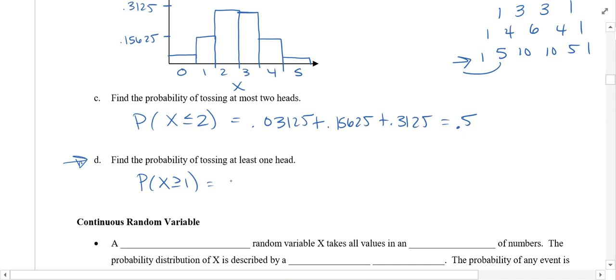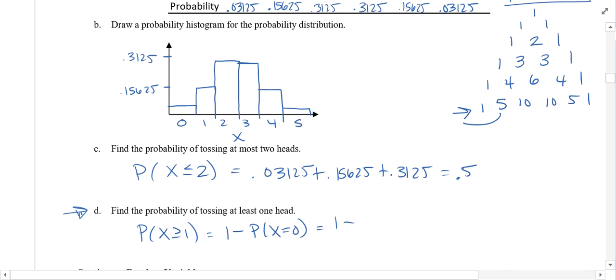Or since we know our probabilities sum to 1, we can still do the same strategy and do 1 minus the probability x equals 0. You'll get the exact same answer either way. So that's 0.03125. So you can add up 1 through 5 or just subtract off the one that we're not considering, and you'll get 0.96875. You get the exact same answer either way.